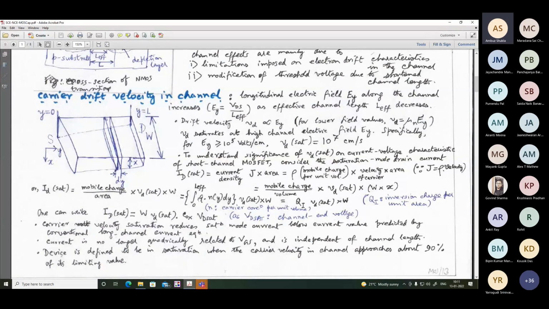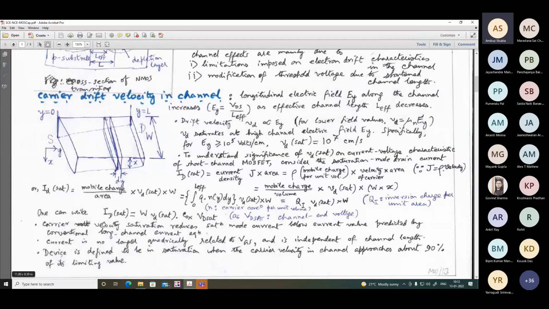Again, you can express it as the electronic charge multiplied by the electron concentration as a function of y. You integrate from 0 to L effective, this is just for the sake of mathematically putting this in place, and then the saturation velocity multiplied by the width. So ultimately, the saturation current may be expressed as the product of three things. One is Qy, that means the inversion charge per unit area, then the saturation velocity, and the width of the device. This is very important.